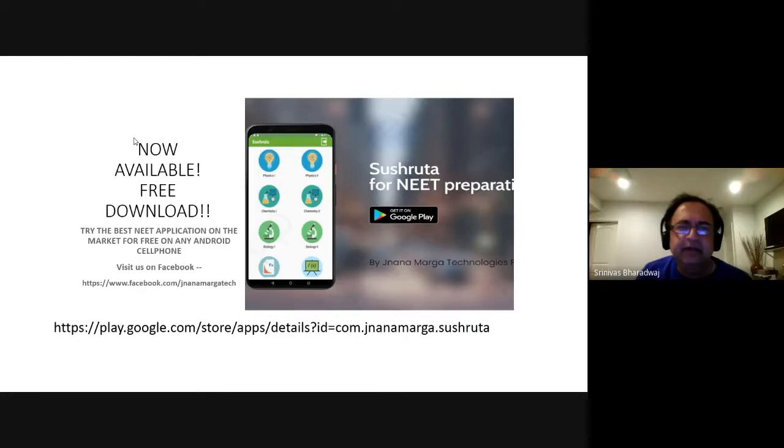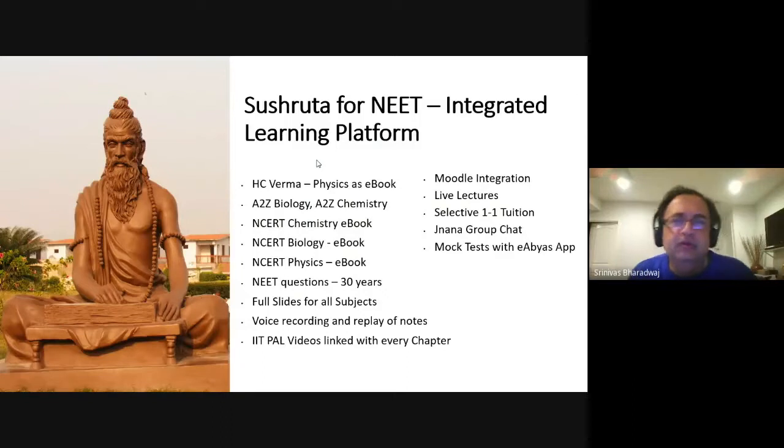When you are studying physics, you go to Physics 1. If you are a class 11 student, you start there; if class 12, go to Physics 2. If you are a class 11 student who has completed Physics 1 fully and has now mastered the material, you can go to Physics 2. You see, this is the way it happens. Students learn, they move forward. So this is Sushruta for NEET.